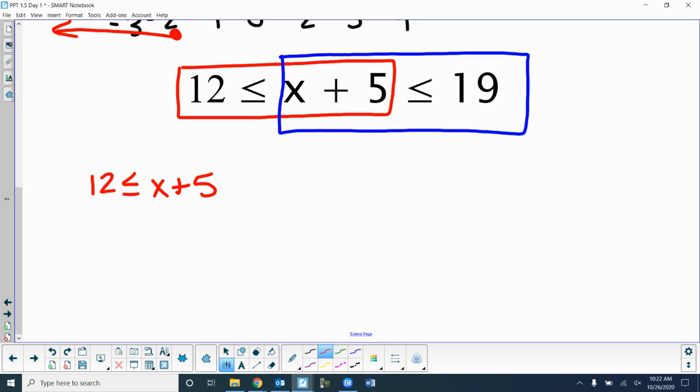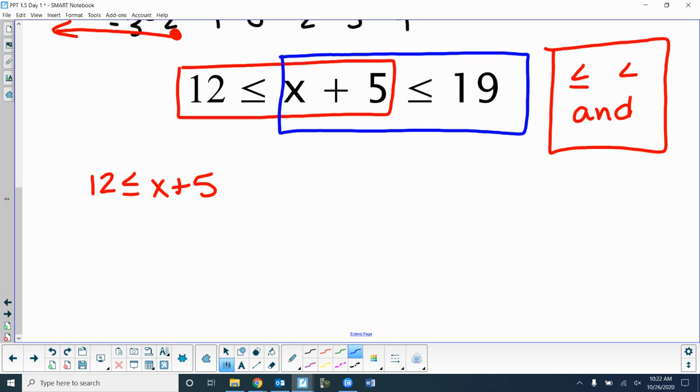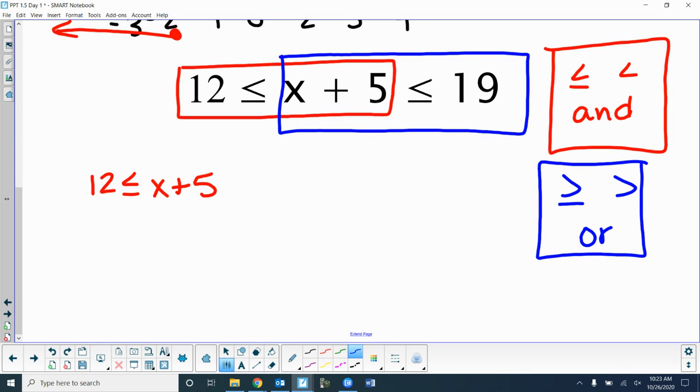When it's less than, or just less than or equal to, they're "and" problems. When it's greater than or equal to, or greater than, they're "or" problems. Unless they already write it in there, like the one said "and" when it started. But usually they won't put the words in there.